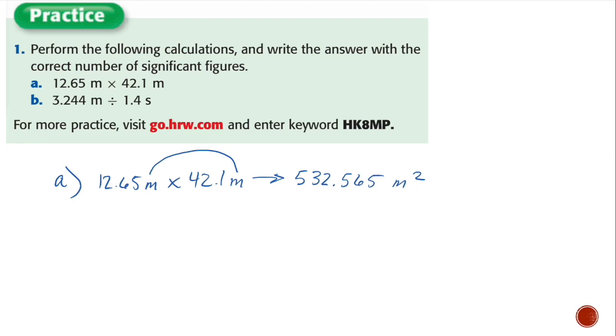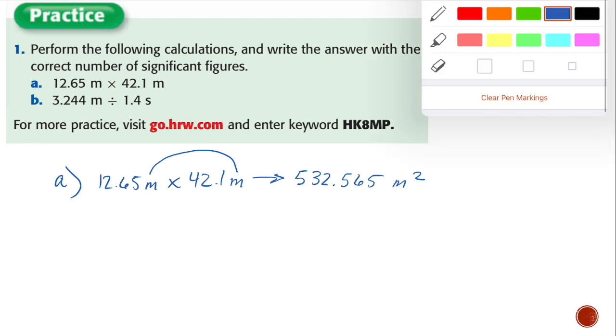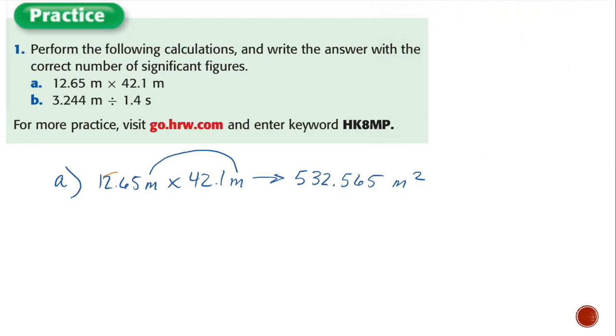Now we need to make a decision, and that decision is going to come from how many significant figures we have that are the fewest. 4 on the left, 3 on the right. We're going to keep 3 significant figures. So we're going to keep these 3, and we have to make a decision to round. So we are going to go ahead and round this to 533 meters squared.